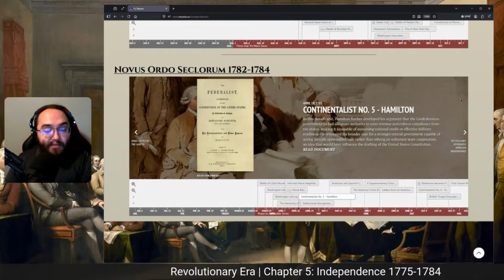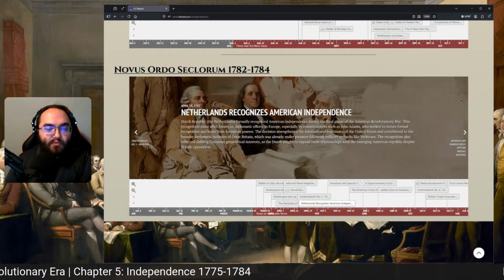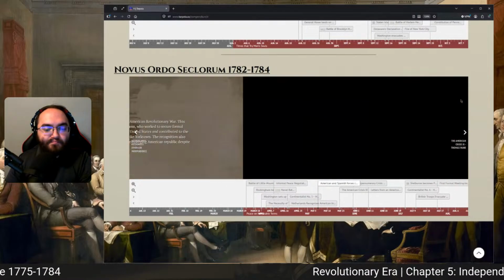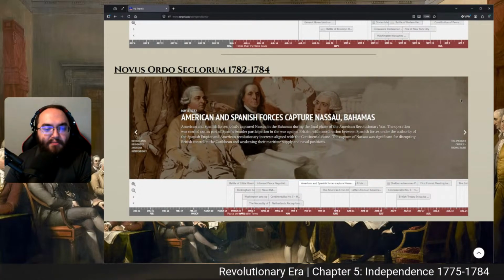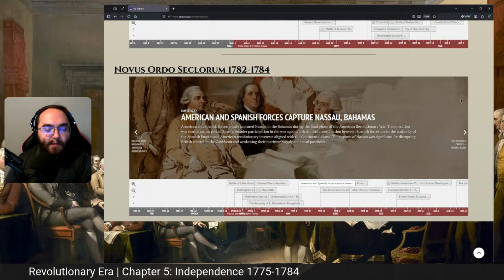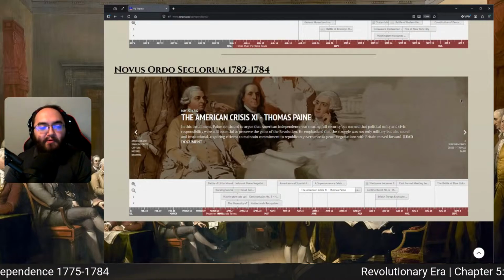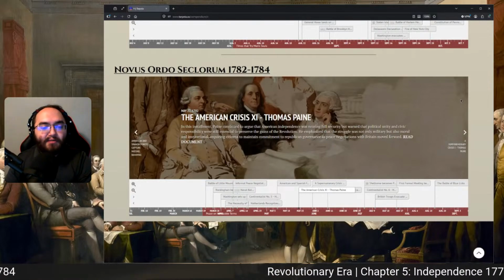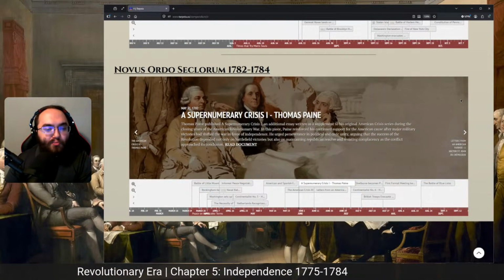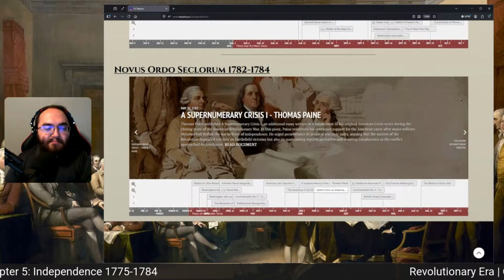Hamilton will continue writing his Continentalist essays. The Netherlands will recognize American independence on April 19th, 1782. American and Spanish forces captured Nassau, Bahamas. Thomas Paine is continuing to write the American Crisis series. This is American Crisis number 11. And he will write the Supernumerary Crisis. There's going to be 2 of these essays.